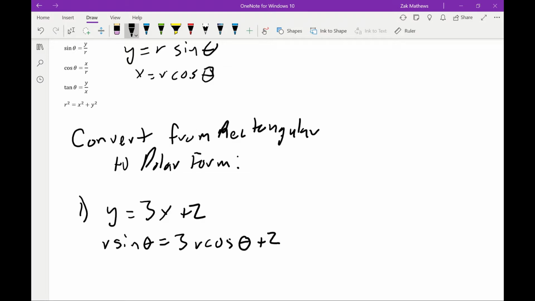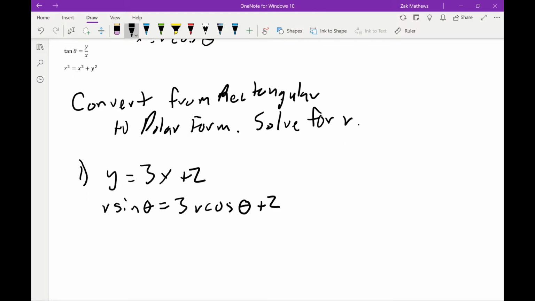Now I'm going to go a step further, because just like when we put things in rectangular form, we typically want to solve for the y. Now when we're putting equations into polar form, we're going to solve for the r. So let me just add that in the instructions here. Solve for r, and then occasionally we'll have to solve for r squared, but we'll see examples down the road of some different looks these things might take.